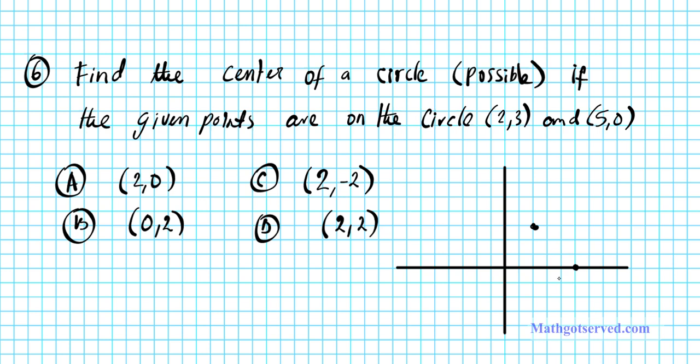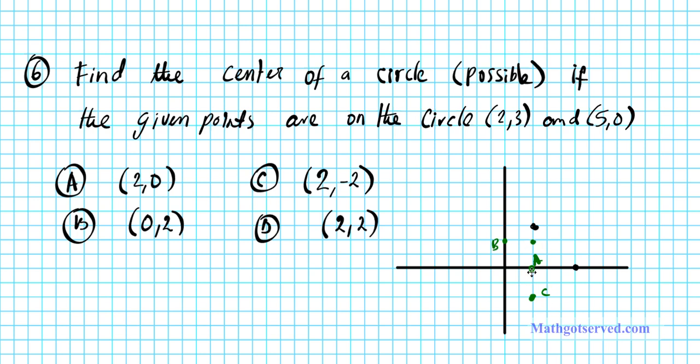And then you can guess what the circle looks like. The circle could open in this direction, or it could open in this direction right here. So let's go ahead and graph these other points and see which one could be the center of the circle. So we have (2, 0). We have (2, negative 2). So this is point A. This is point C. We have (0, 2), that's point B. And then lastly, we have (2, 2) right here.